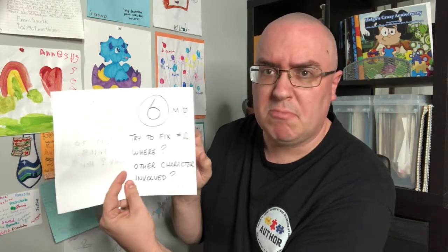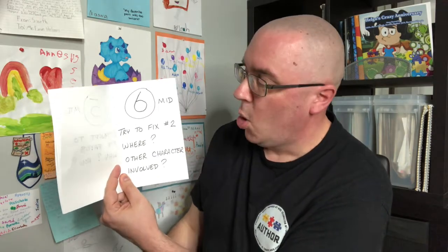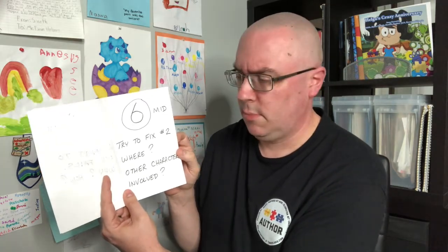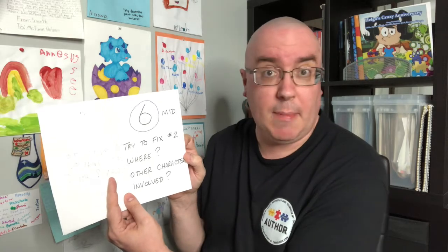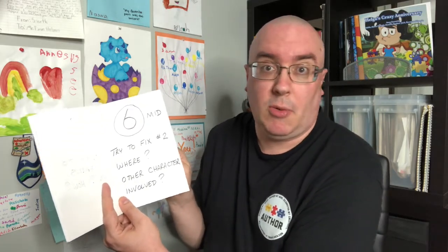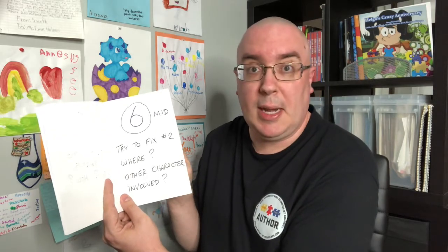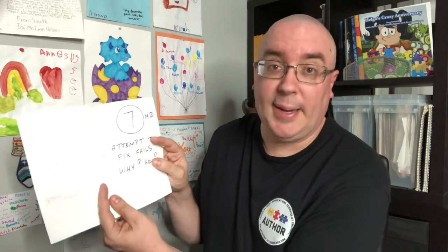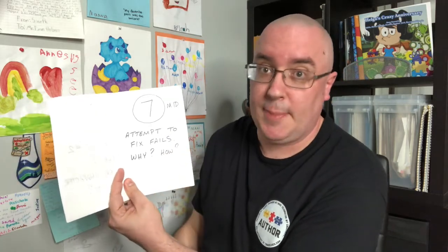On page 6, that didn't work out. Attempt number 1 didn't work out. We're going to try again. We got a different idea. We're going to try to fix the problem again. But where are we this time? Are we somewhere different? Are we in the same place? We don't know. It's your choice. And are there other new characters involved? Or maybe the character from the first attempt followed us, and we're now with the guinea pig. Maybe they got a sidekick now. I don't know. That's your choice. But whatever it was, attempt number 2 has failed.